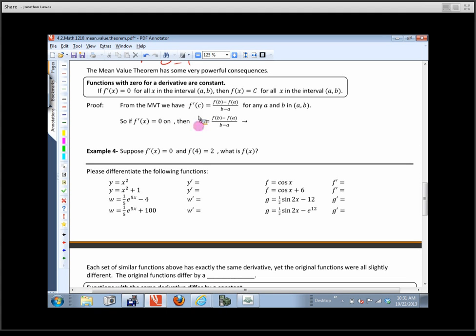So the derivative is always 0. Well, if I've got an equation now that's got a 0 on this side and a rational expression, a fraction, on this side, what's the only part of this fraction that can make the whole thing equal to 0? Just the numerator, right? So what this means is 0 would have to equal f of b minus f of a. And the only way that can happen, I'll move the f of a to the other side, is if f of a is equal to f of b.